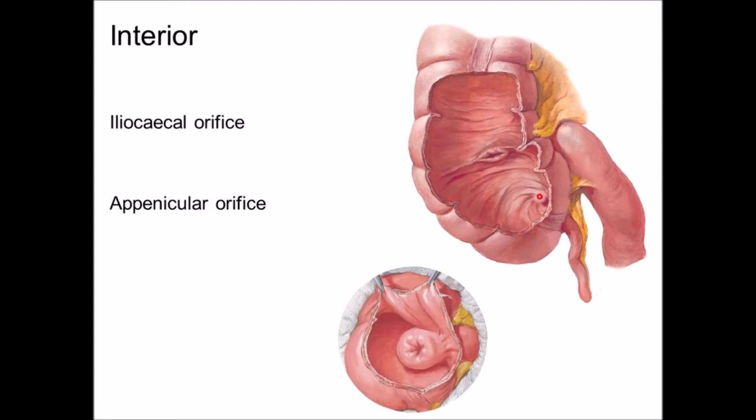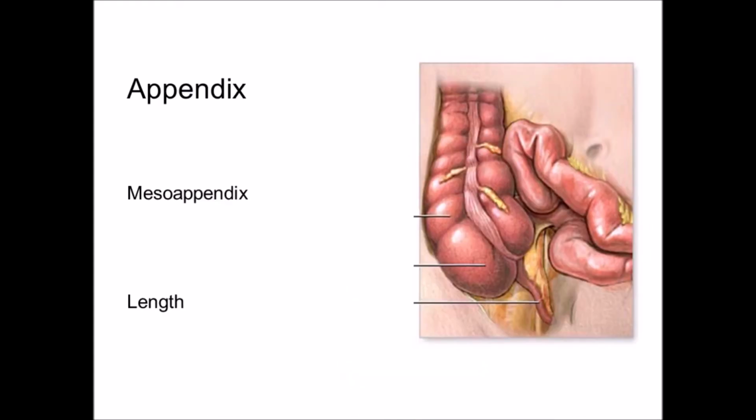2 cm below the ileocecal orifice, one more opening can be seen. That opening is the appendicular orifice. This appendicular orifice is a small circular opening which is guarded by the valve of Gerlach. Appendix is a worm-like tubular diverticulum which arises from the posteromedial wall of cecum. It is suspended by a fold of peritoneum, which is known as mesoappendix.